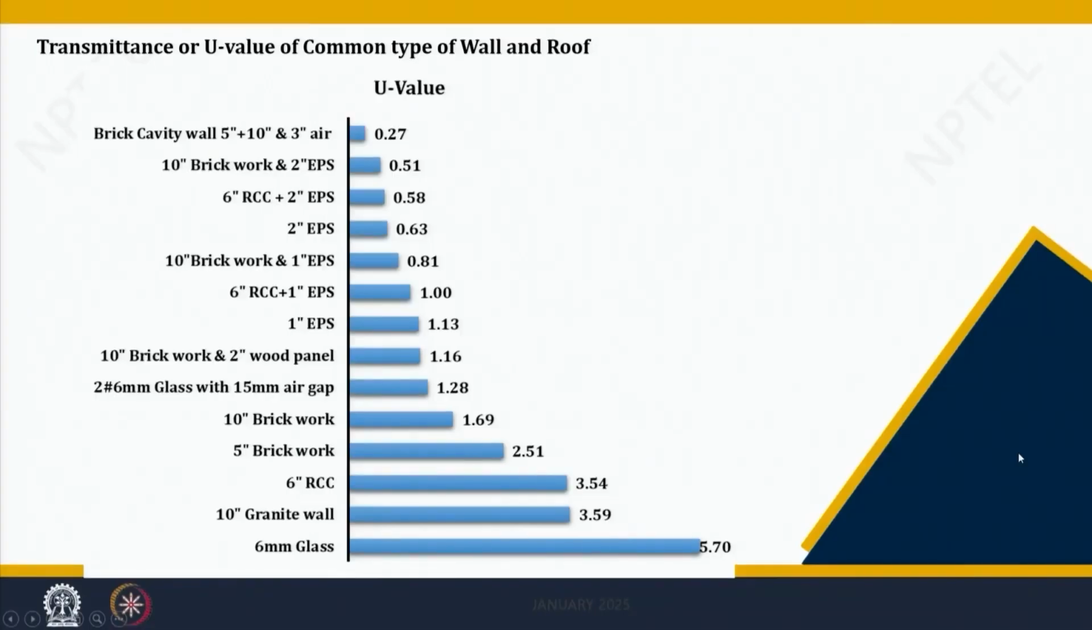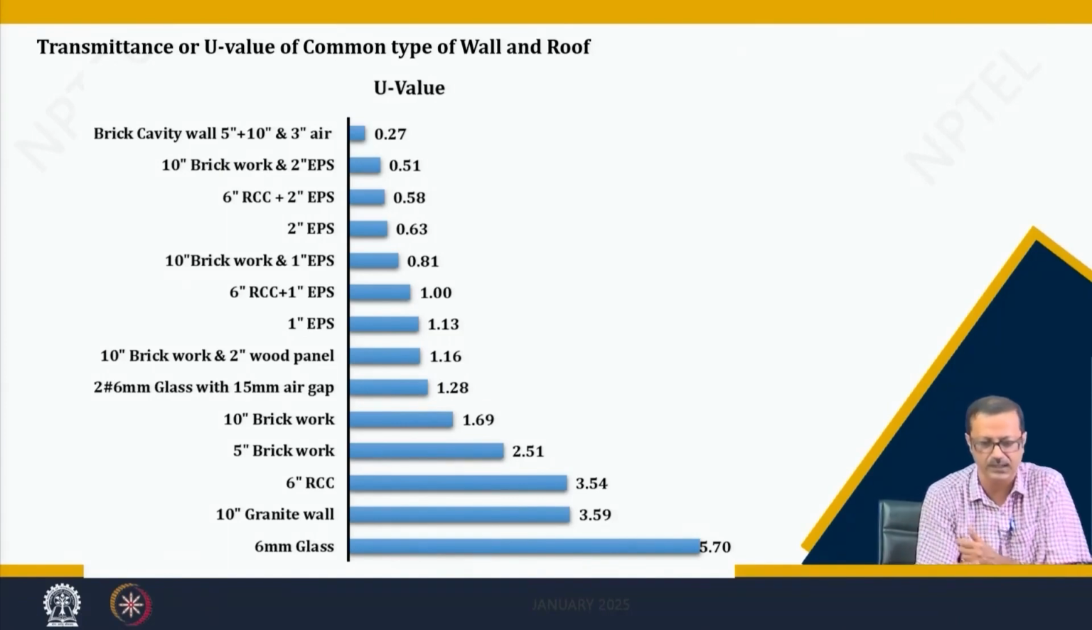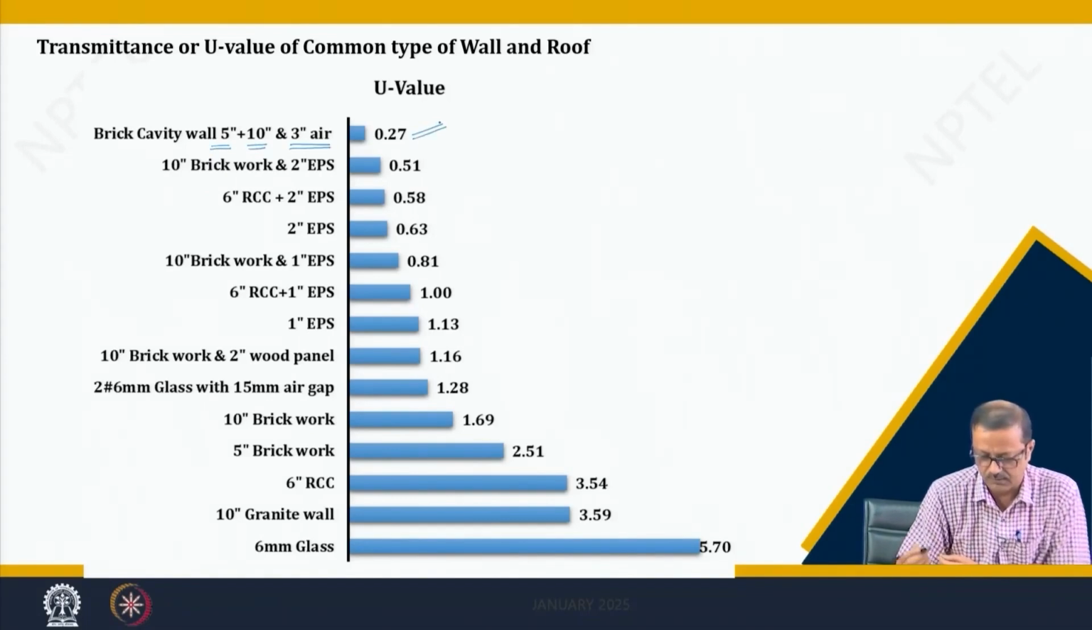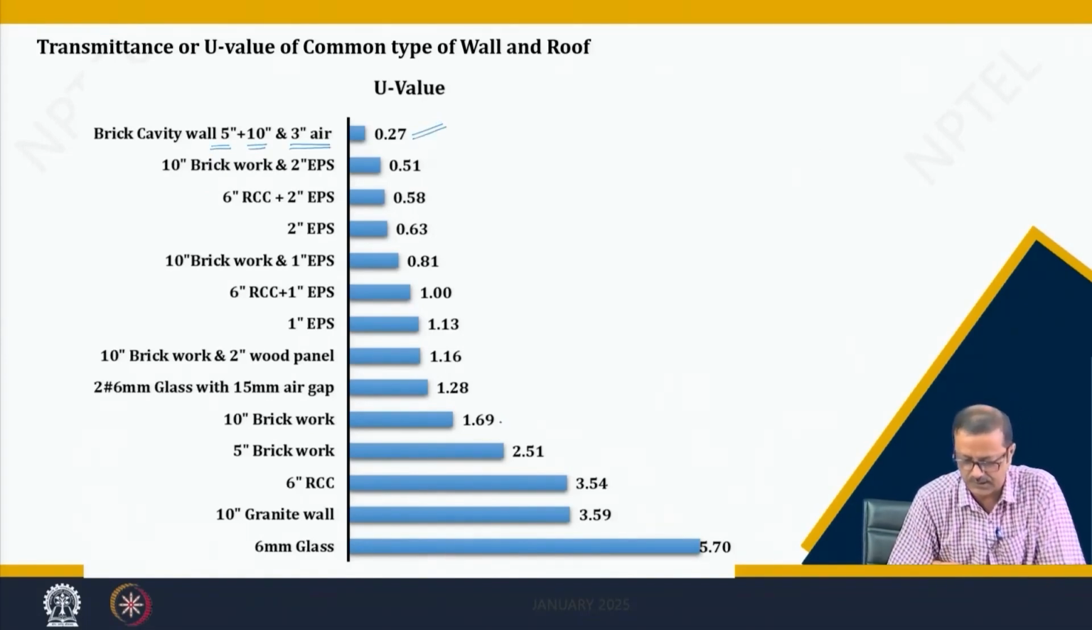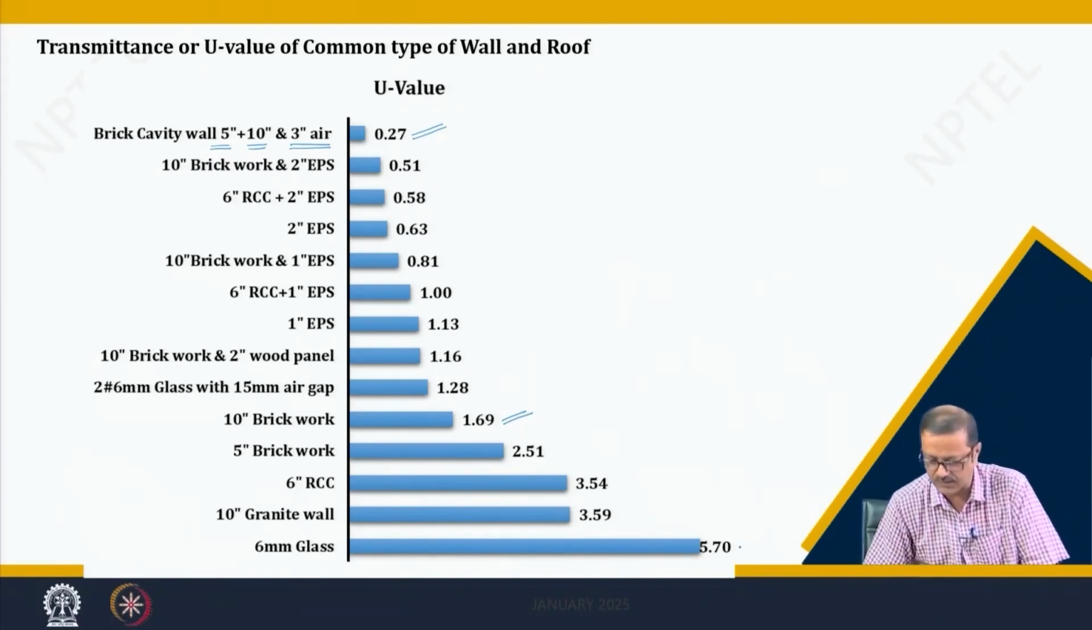So, there are different U values. Smaller U values are very good, because they are good for heat protection. You see the brick cavity with 5 inch brick, a 3 inch air cavity, and 10 inch brick work, it is almost 0.27, whereas if it is only 10 inch brick work, it is almost 1.7, and the maximum one may be the 6 mm glass, which is 5.7. So, that is your U value.